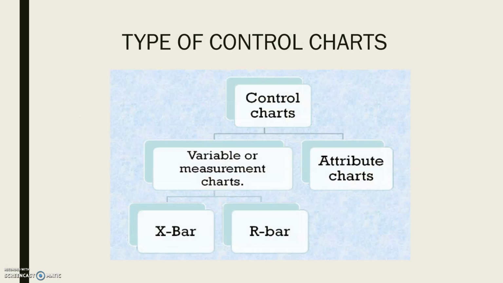Type of control chart. Control chart have two types of chart, which is variable or measurement chart and attribute chart. Variable or measurement chart consists of two types, which is X bar and R bar.